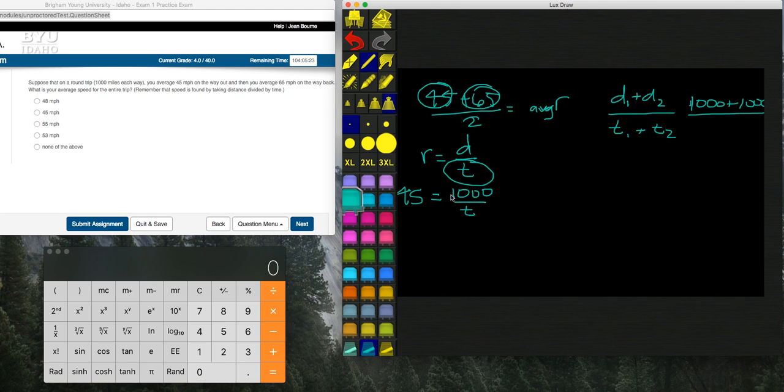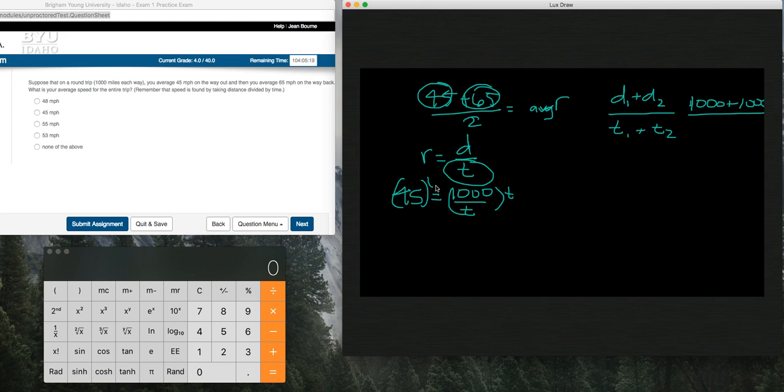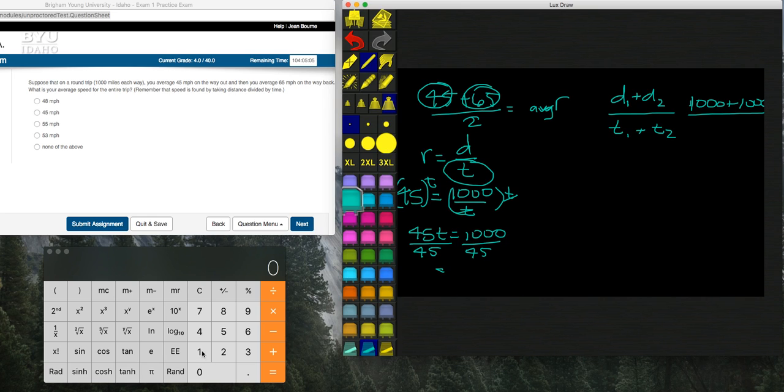Okay? So I'm going to multiply both sides by t here. So then I get 45t. Those cancel out, and I get 1,000. So then I divide both sides by 45. And on my calculator, it's going to be 22.22. Okay, so I'm going to put this right here. Okay, so that's our first thing.